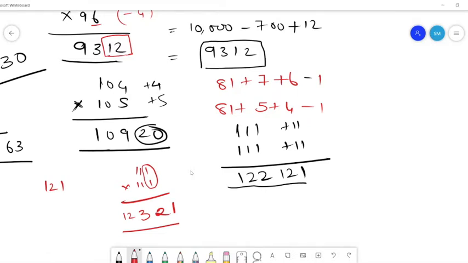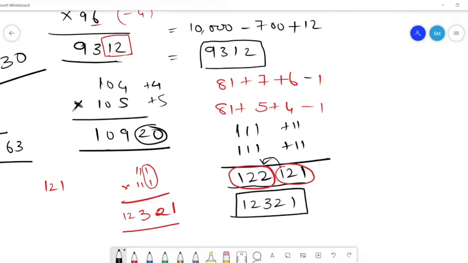How did this become 122, 121? No, this 1 to 1 is the product, 11 square. But that's only supposed to be in the units and tens place, right? The 1 should become a carryover then. Okay, so if this 1 is a carryover here, then it would become 1, 2, 3, 2, 1. Oh, it's working. Wow.